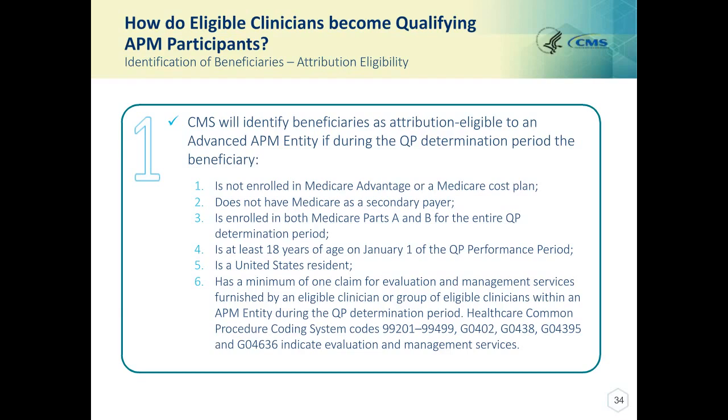So how do we identify eligible clinicians as QPs? One of the criteria is that we look at your attribution eligible patients, and we look specifically at Medicare Parts A and B for the entire QP determination period. We also require that the patient is at least 18 years of age on January 1 of that QP performance period, and that they're a U.S. resident. And lastly, that they have a minimum of one claim for the E&M service furnished by the eligible clinician or group of eligible clinicians within the APM entity. And we have a variety of procedure codes that we include there. Next slide.